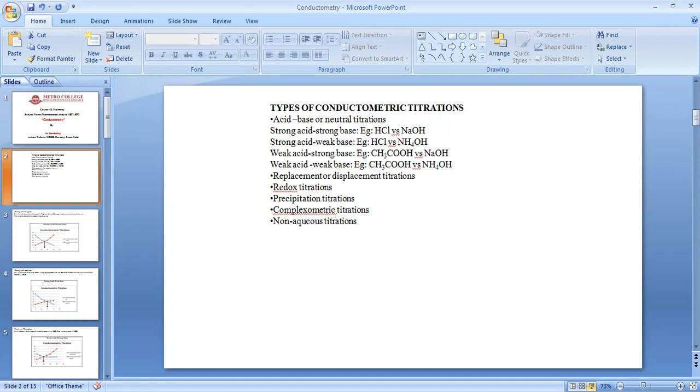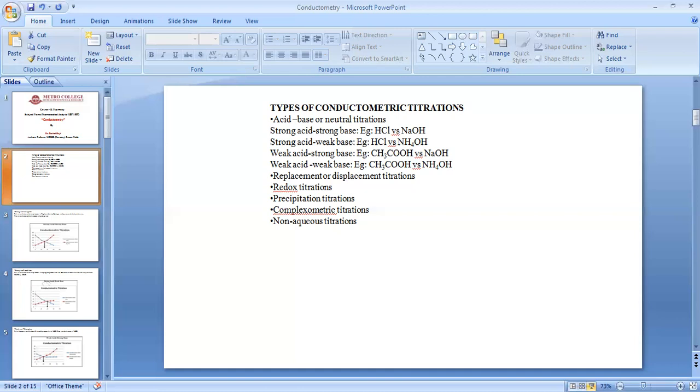and the last curve is of the weak acid and weak base of acid-base titration. So there is increase in conductance due to the excess amount of acetic acid, and thereafter there is suppression of ammonium hydroxide by acetic acid, which leads to the constant conductance. Here the blue line represents the weak acid and the red line represents the weak base.